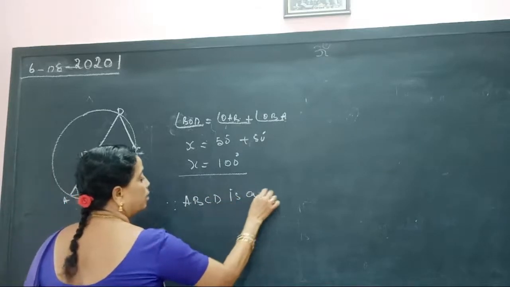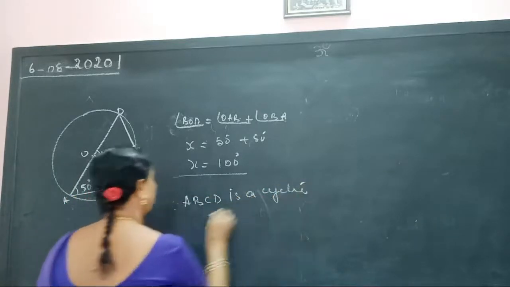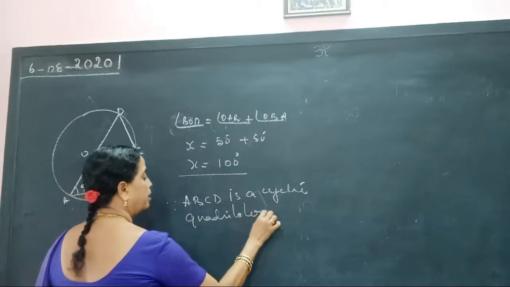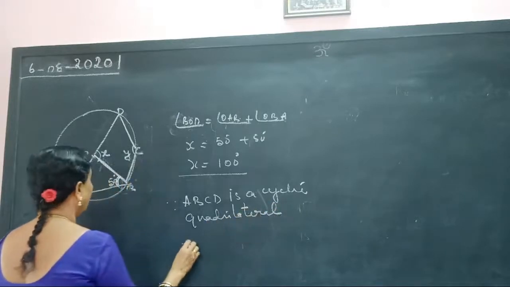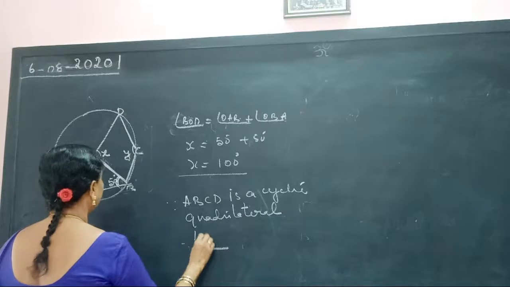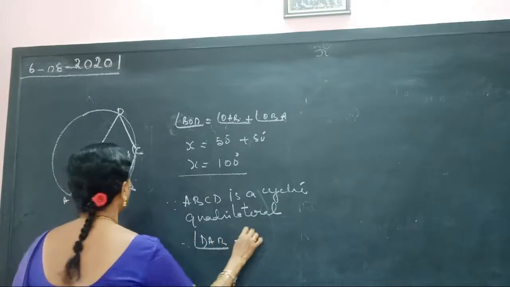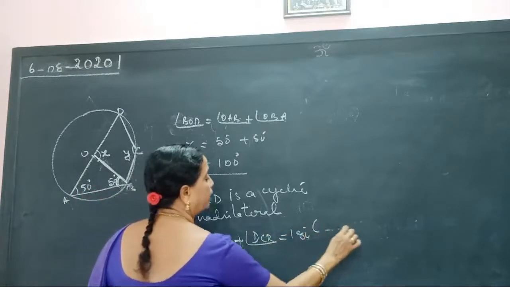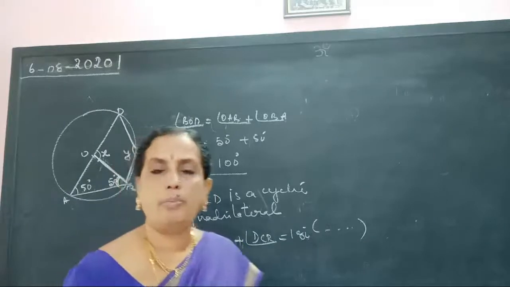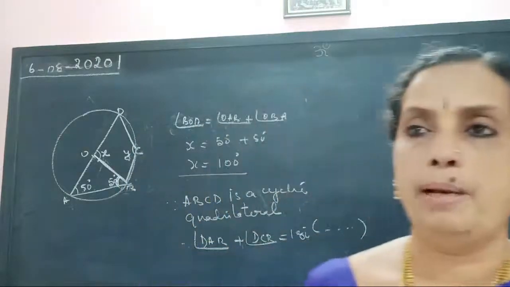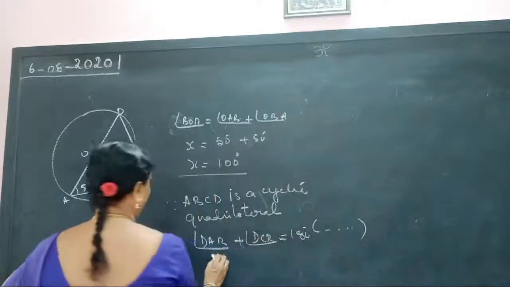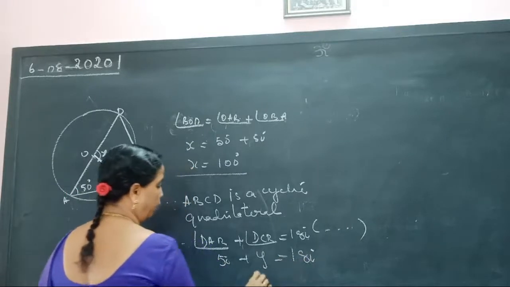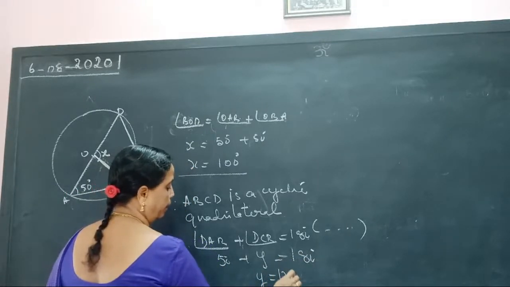Next step you write: since ABCD is a cyclic quadrilateral, therefore angle DAB plus angle DCB equals 180 degrees. Write the reason: sum of opposite angles is supplementary. That is 50 degrees plus Y equals 180 degrees. Therefore, Y equals 130 degrees.